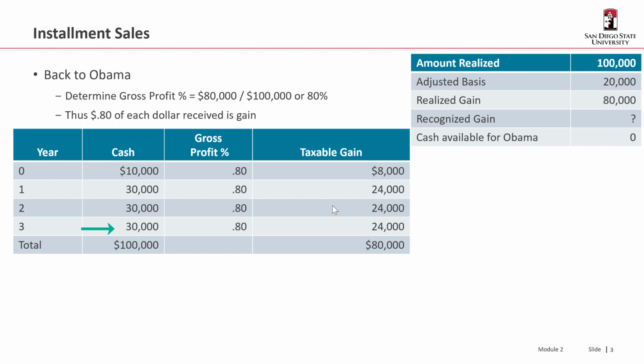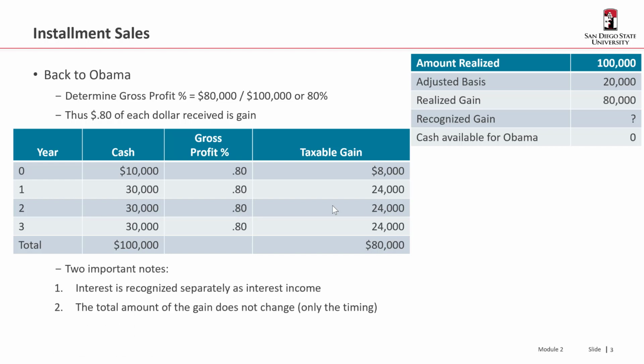And note that when you total the taxable gain recognized over time, 80,000, that needs to agree to the realized gain because the installment sale method doesn't change the amount of the gain. It only changes the timing of when it is recognized.